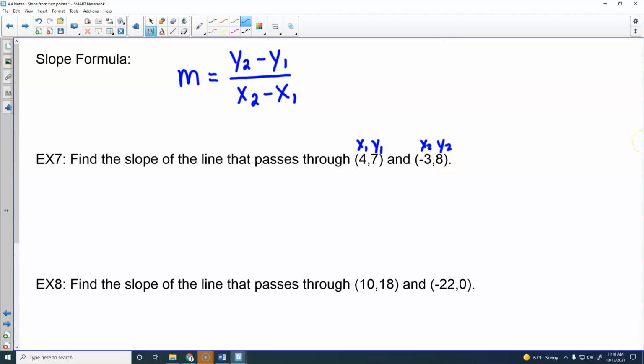So it couldn't be like x1 and y2. This is the first point, so they should both have 1 as their subscripts. These are the second point, so they should both have 2 as their subscripts. All you have to do here is plug this in. So I'm going to write down the formula again. M equals y2 minus y1 over x2 minus x1. So Peyton, what is our y2?